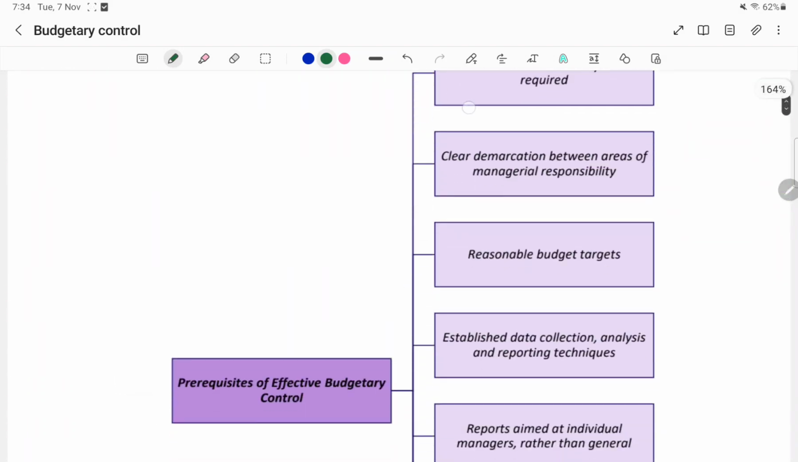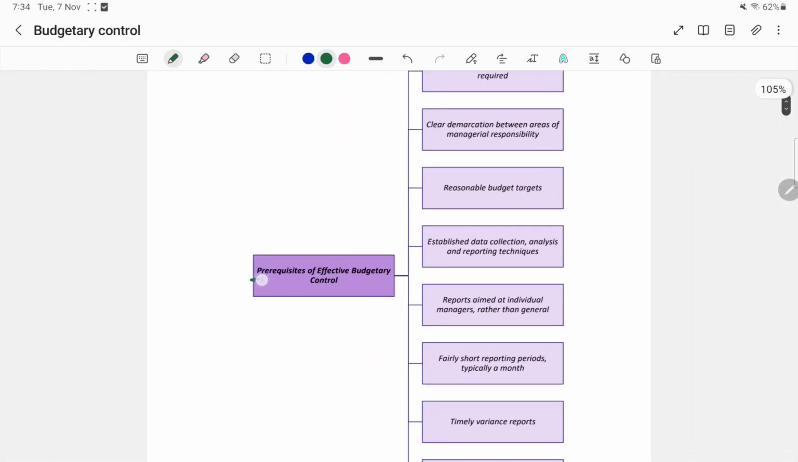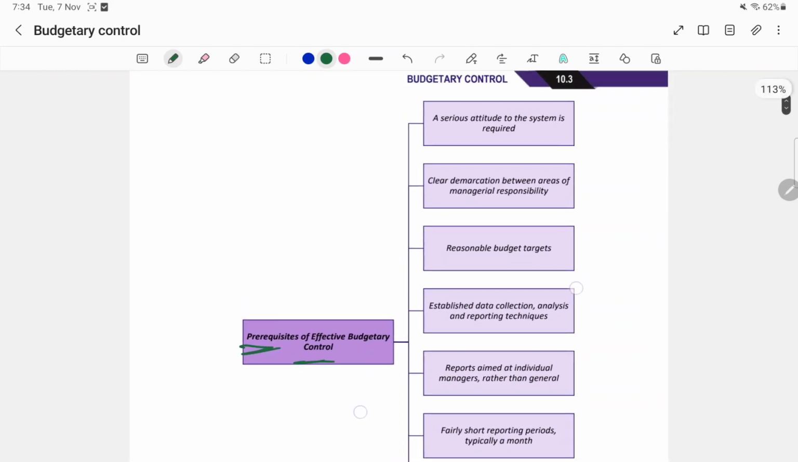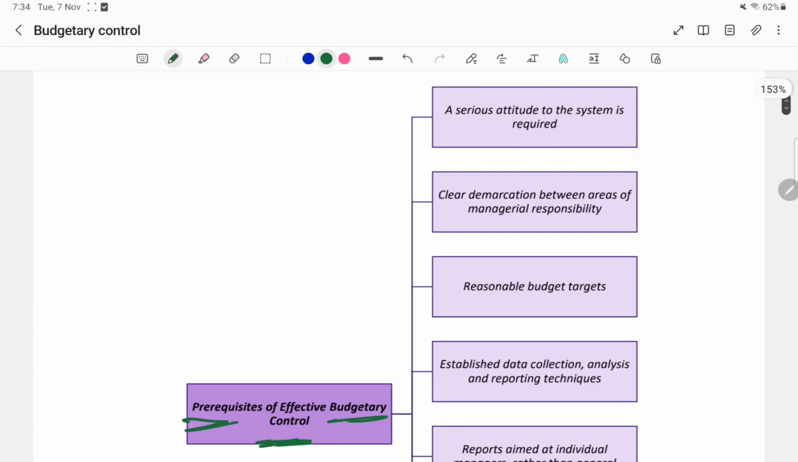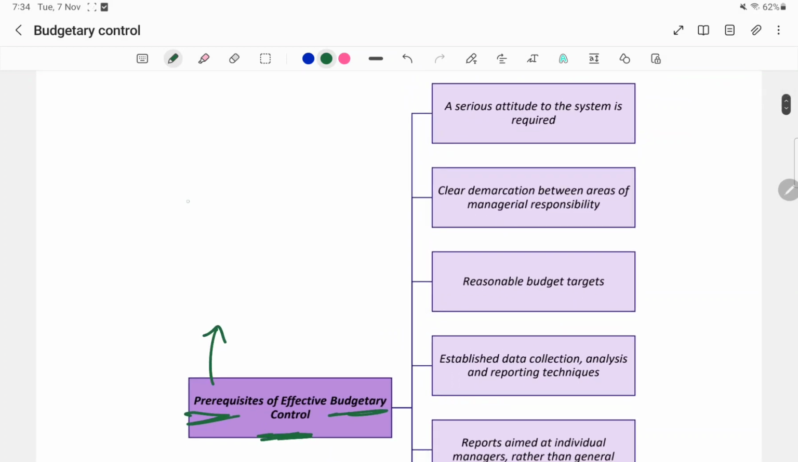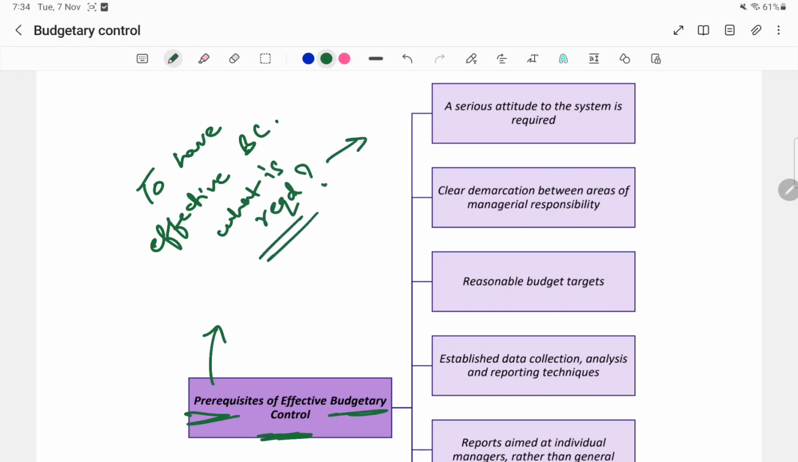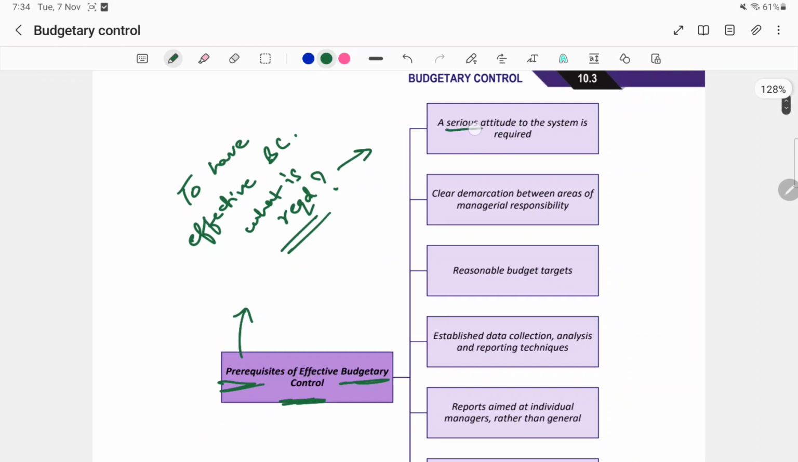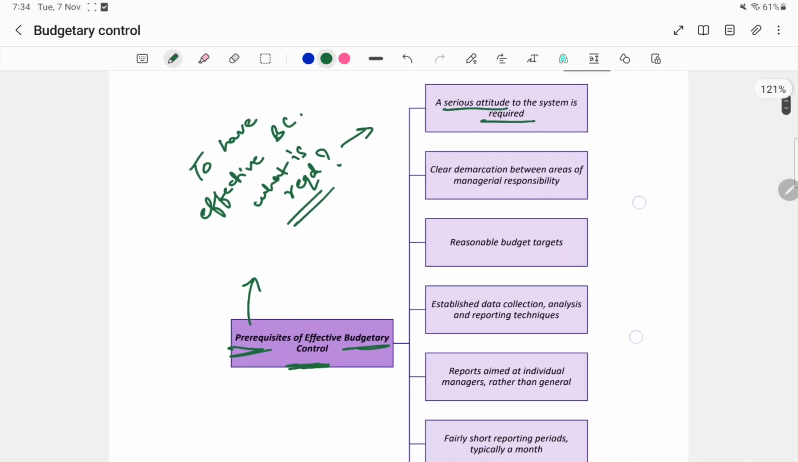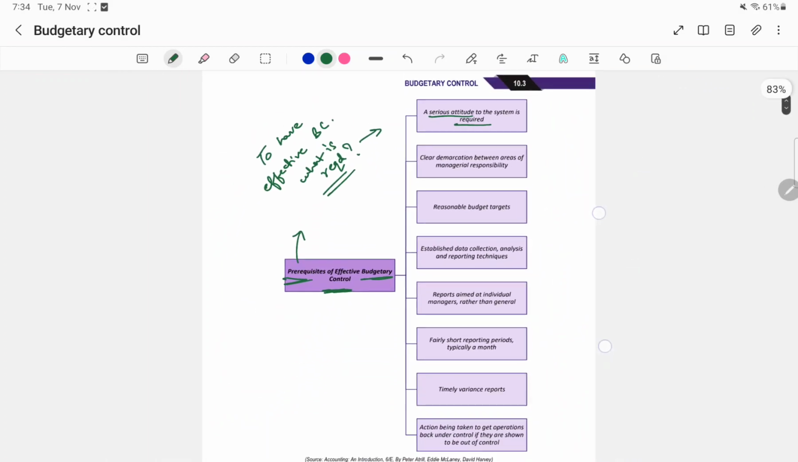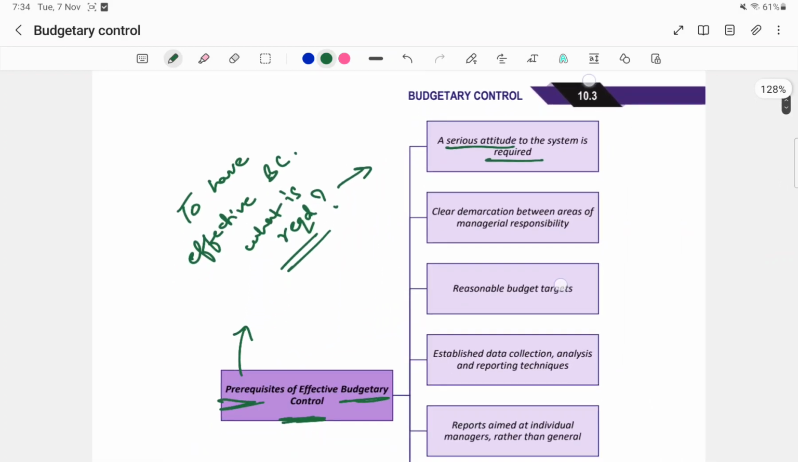Now the next topic is prerequisites of effective budgetary control. That is, to have an effective budgetary control, what is required? First understand the meaning of the question. The question is, to have effective budgetary control, what is required, right? Very easy question. So see, these points are required. A serious attitude to the system. Now these points are self-explanatory, but still you have to mug up these points. You have to learn these points as it is.